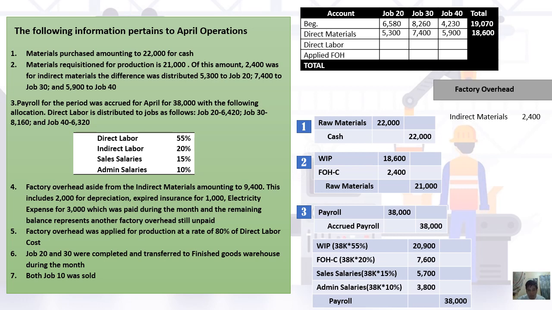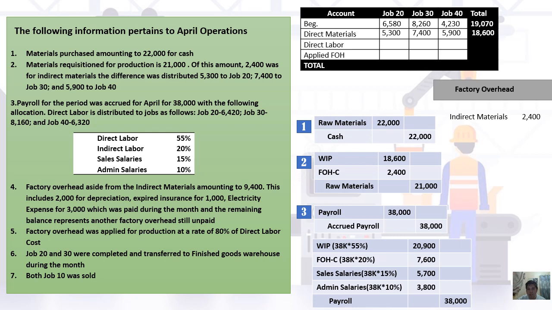So ang work in process natin ay 20,900. So nakuha yan, 38,000 times 55%. Then the factory overhead control, 38,000 times 20%, which is 7,600. And the sales salaries is 38,000 times 15%. Ang result nun ay 5,700, which will be reflected on our period cost under selling expense. Yung admin salaries naman natin, 38,000 times natin sa 10%, ang result nun ay 3,800. So, pag tinotal mo yan lahat, ang total niyan is yung credit payroll, 38,000.